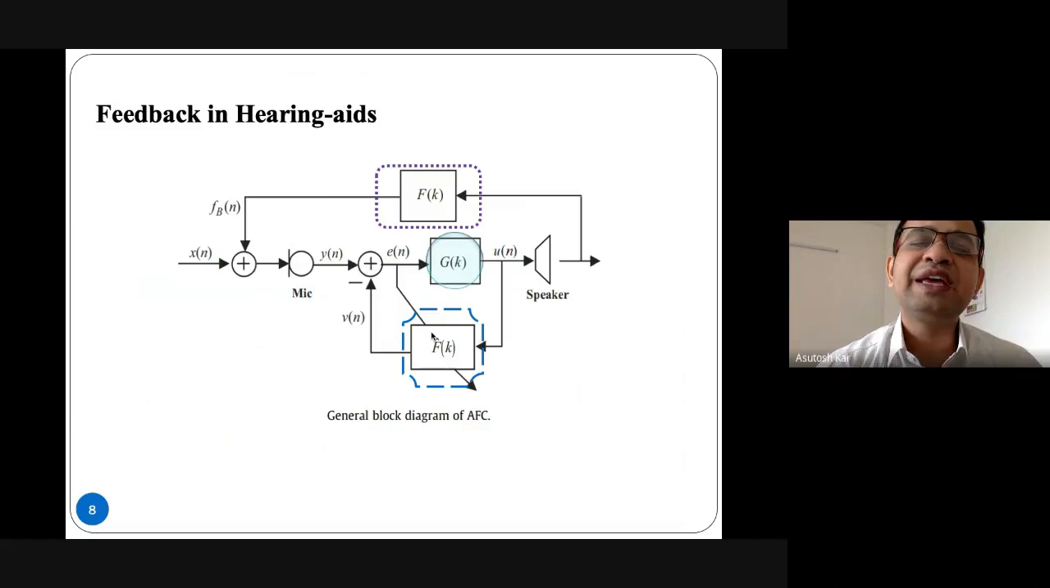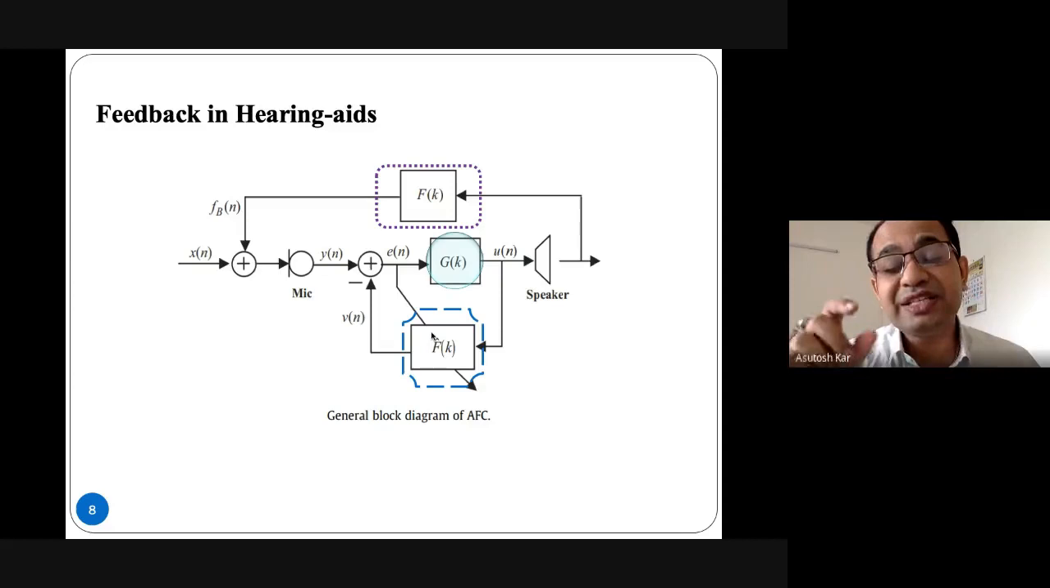What is that G_k? That G_k is called the gain, or it is the signal processing block which provides gain or magnitude amplification to the magnitude of our input signal. That means G_k is nothing but an amplifier. Why do we need to study the sound quality? Because when G_k provides an amplification, because I have hearing impairment, I cannot directly hear what has been told through the microphone. So I need an amplification, and G_k provides that amplification.